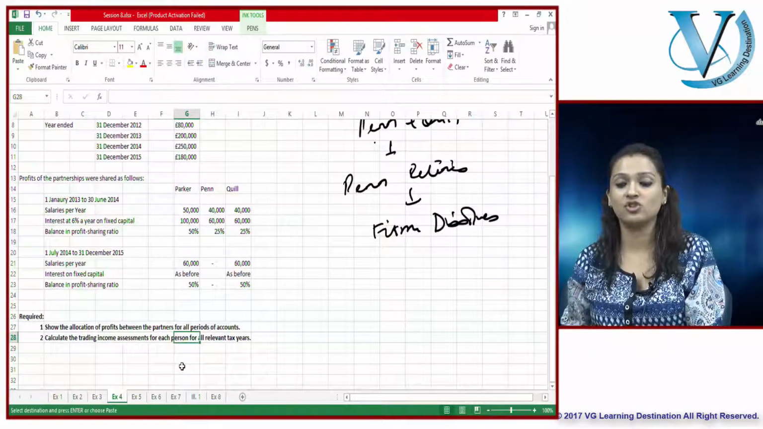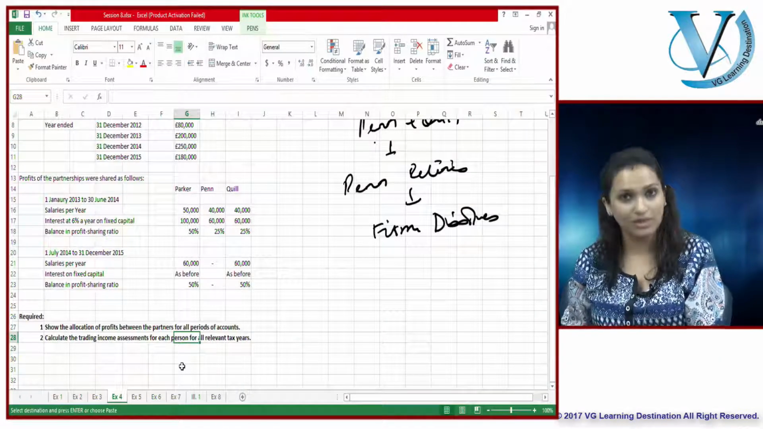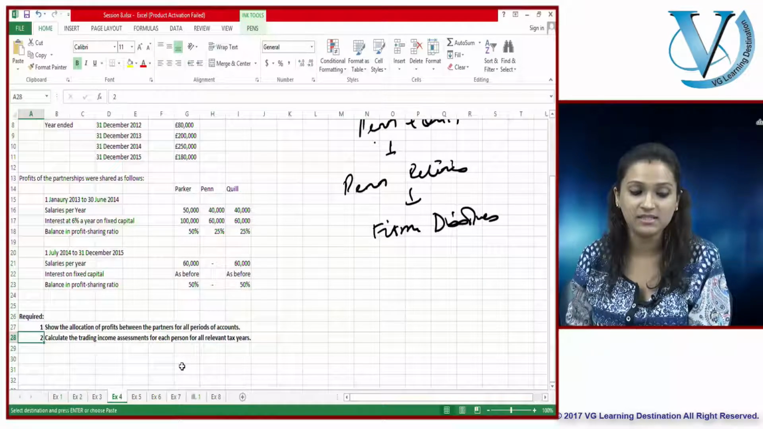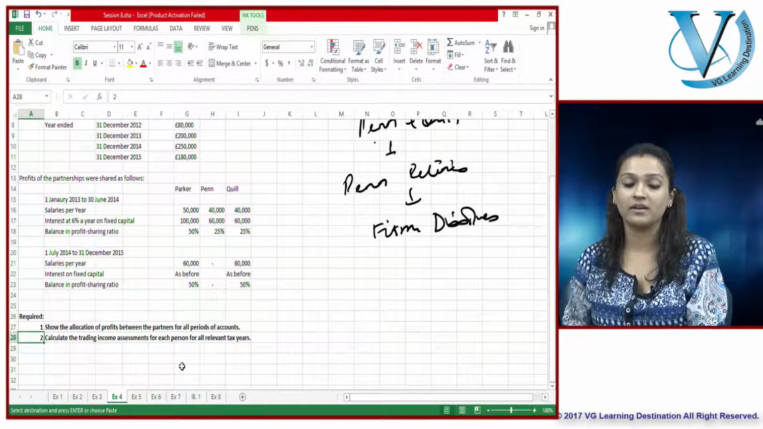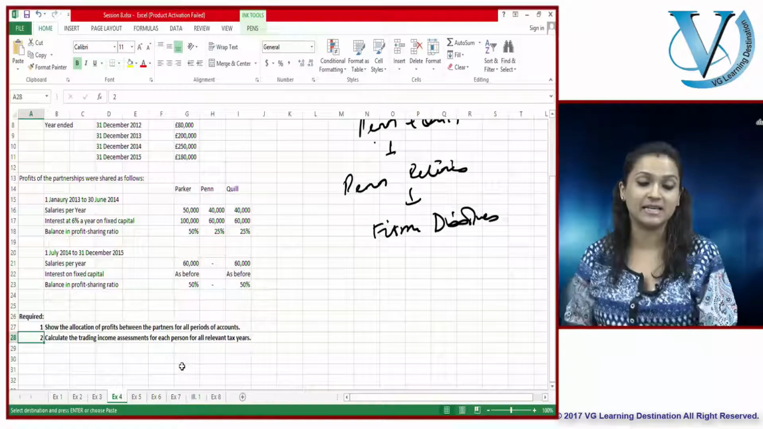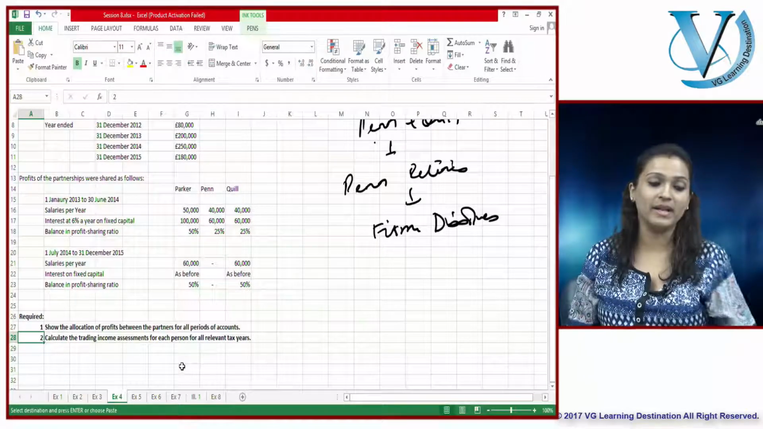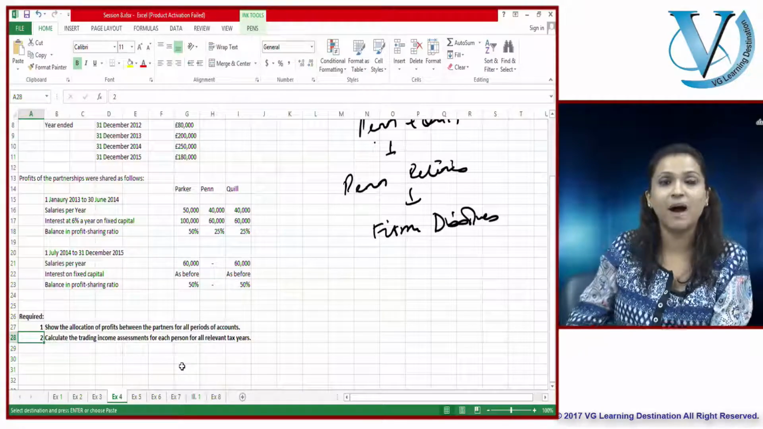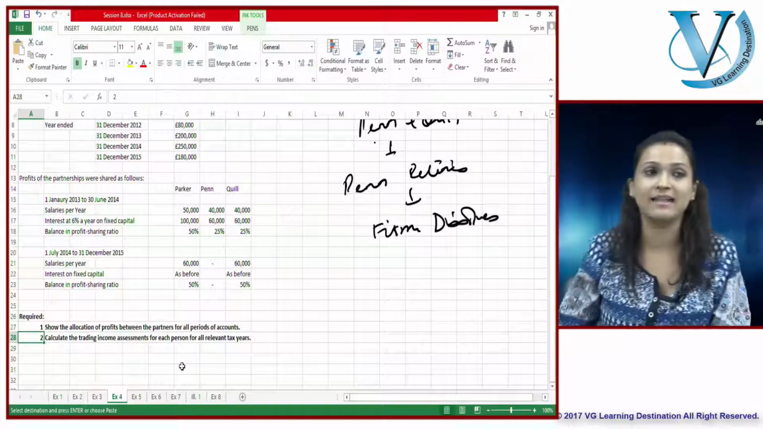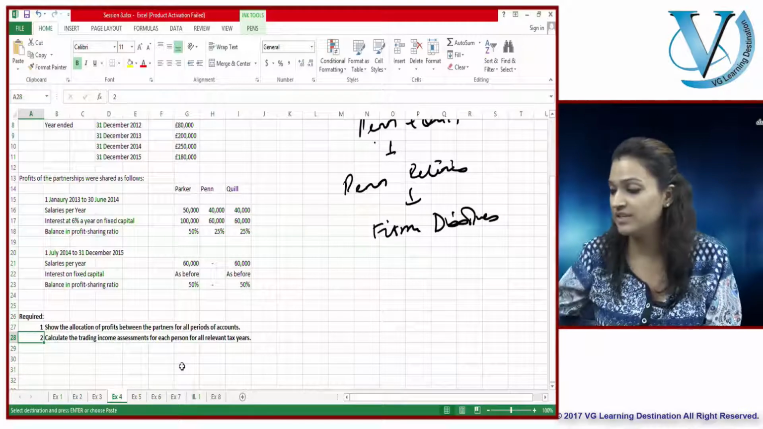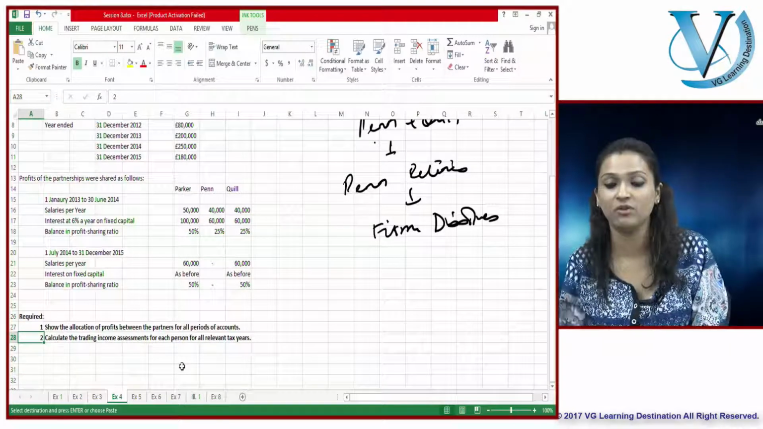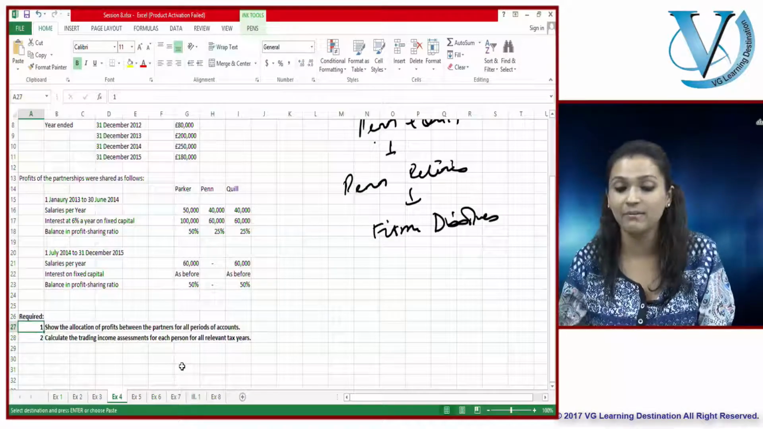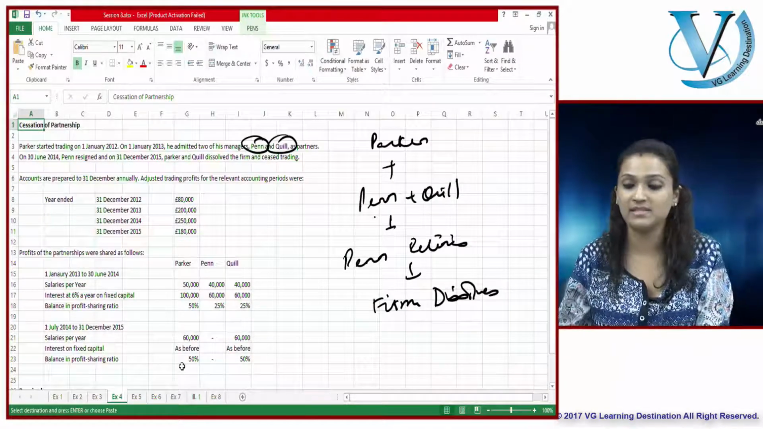Required: show the allocation of profits between the partners for all the periods of account, and calculate the trading income assessment for each of the partners for the relevant tax year. Very simply, we first calculate the allocations for each of these partners as partners, and then as individuals we take their income and find out their trading income assessment. So without wasting any time, let's start.